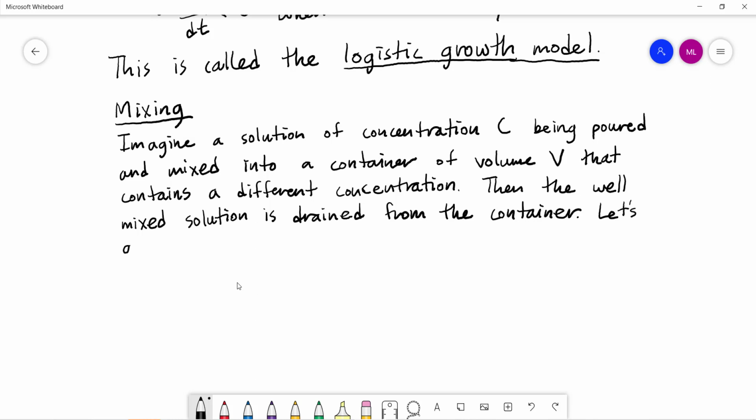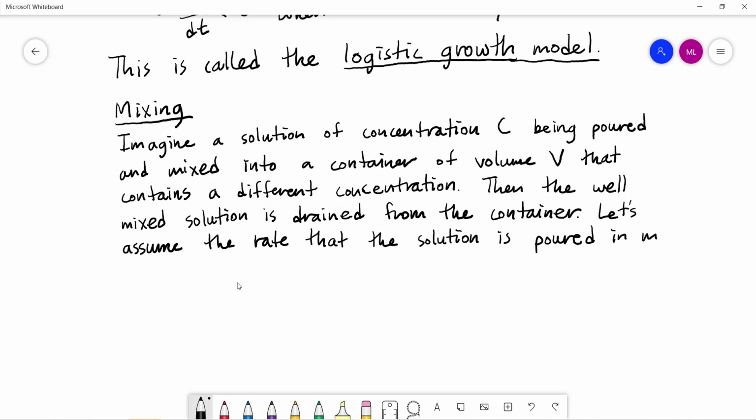Let's assume the rate that the solution is poured in matches the rate that it's drained. All we're doing by matching these two rates and making them the same is ensuring that basically the volume of fluid in the container isn't going to change. If we're pouring it in at a gallon a minute and we're draining it at a gallon a minute, the volume of fluid in the container is going to be unchanging.